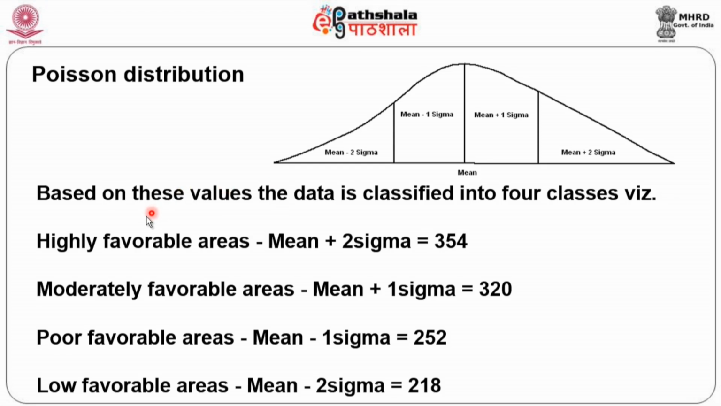How? What are the values based on? I told you 100 to 400. So, what I say is that highly favorable zones in my context is mean plus 2 sigma. Moderately favorable zones, mean plus 1 sigma. Poor favorable zones, mean minus 1 sigma. Least favorable or low favorable zones, mean minus 2 sigma. So, it is very simple and straight. Now, the values are mathematically calculated. So, we are not worried about whether it is correct or incorrect, it is a method of approaching getting the values.